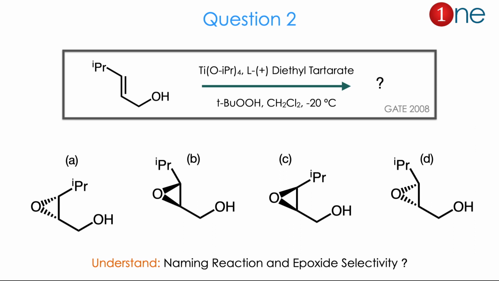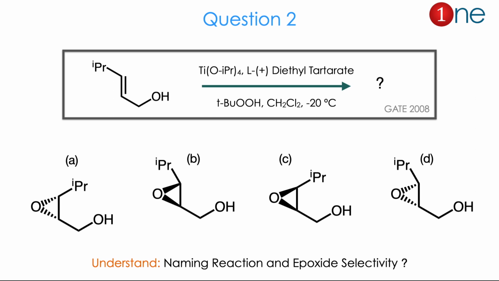Then the question number 4. The starting material is an alkene which is attached with isopropyl, and you have methyl alcohol on the side chain. You are using the reagents titanium isopropoxide and diethyl tartrate in the plus form, and tert-butyl peroxide and dichloromethane at low temperature. They ask you to find the product.